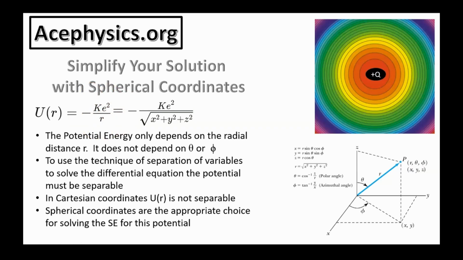Why is this important? To use the technique of separation of variables to solve the Schrödinger equation, the potential must be separable. In Cartesian coordinates, the potential is not separable. However, in spherical coordinates, it becomes much simpler to solve the differential equation. By using spherical coordinates, we can simplify the complex problem of solving the Schrödinger equation for the hydrogen atom.